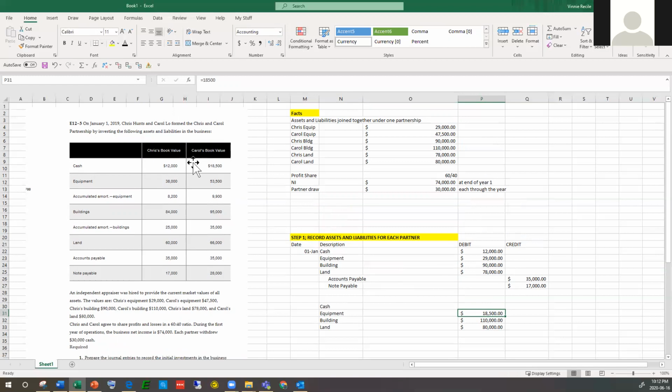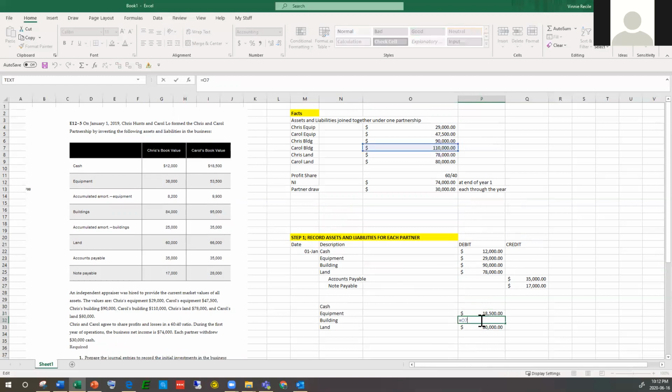Cash is cash. There's no amortization or anything strange happening. You record the cash as they've contributed the cash. The building is $110,000 based upon the current appraised value. So we've listed it at $110,000. The $80,000, the land has no amortization, so it's recorded as is. These appraised values are what matters at the point of the partnership formation.